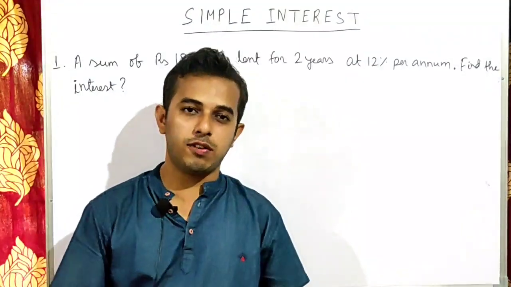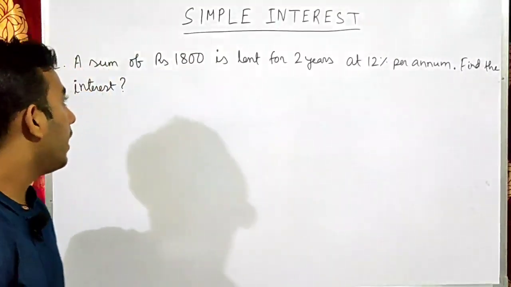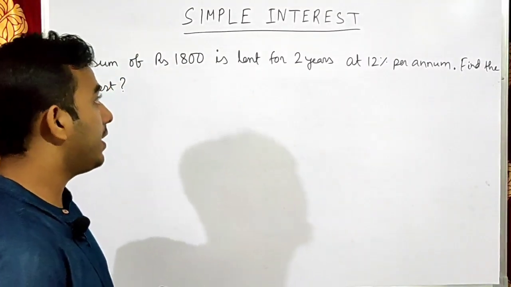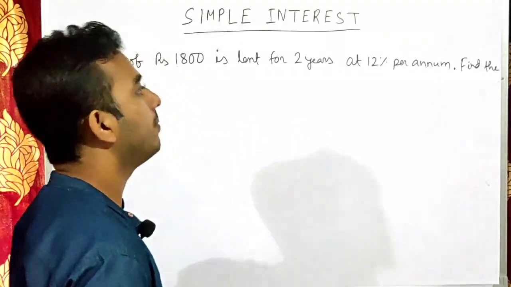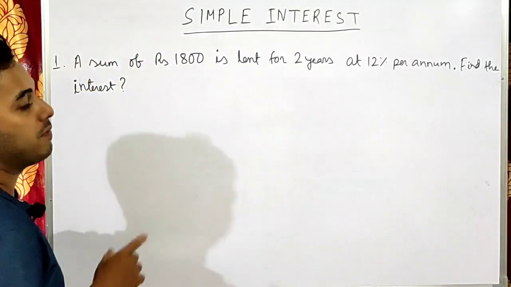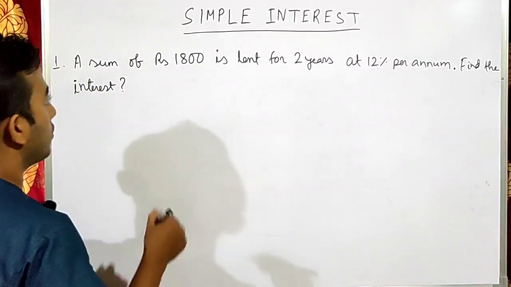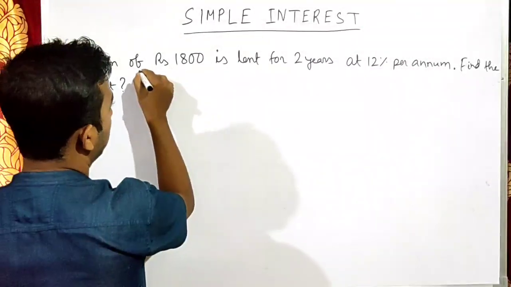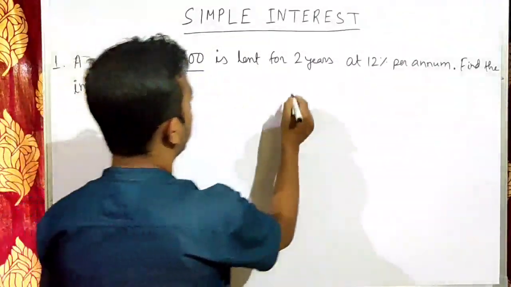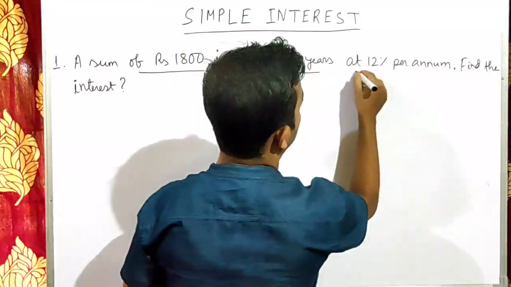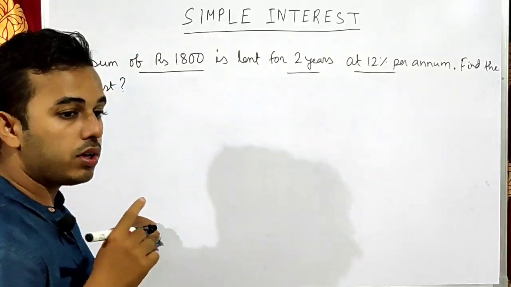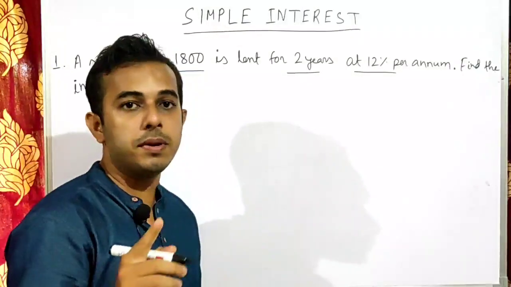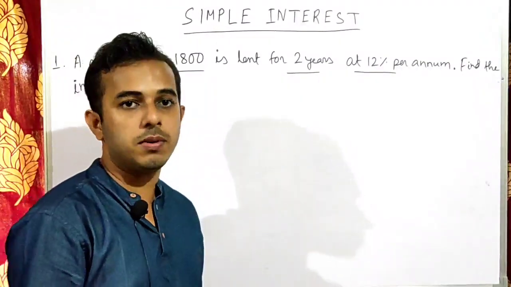So the first question of our today's class is, a sum of rupees 1,800 is lent for 2 years at the rate of 12% per annum. Find the interest, that is, find the simple interest. Here we have to underline these three things: rupees 1,800, 2 years, and 12% per annum. A sum is also known as the principal amount. Sum and principal amount are the same thing.